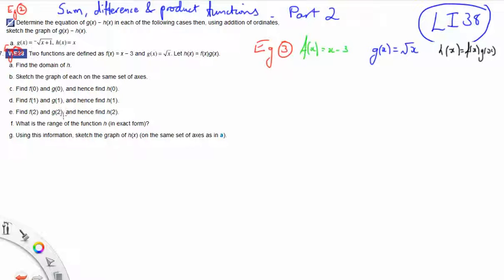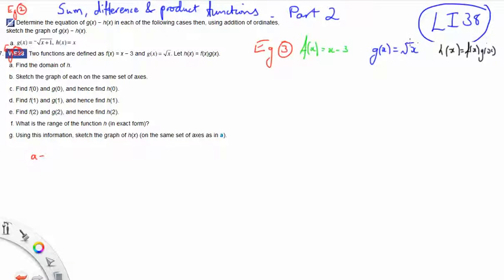So first thing, find the domain of h. Let's find the domain here. Well, these are unrestricted domains, so that's quite nice. However, you can't square root a negative number here. So if you can't square root a negative number, then the square root of a negative number is going to be undefined, and an undefined number times something is undefined.